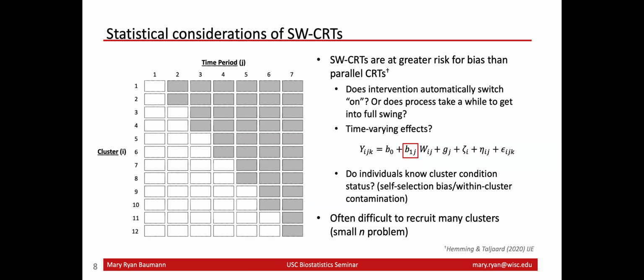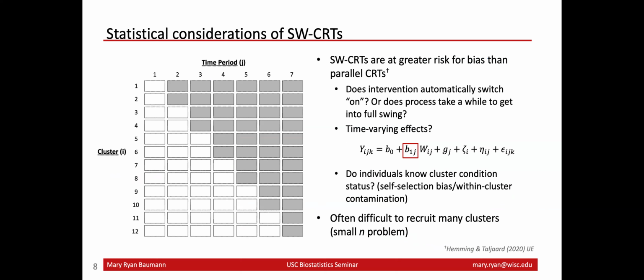In addition, another drawback to step-wedge trials is that they are at greater risk for bias compared to parallel CRTs because we have this longitudinal dimension. So you need to be thinking about questions of, do we have any sort of time varying treatment effects that are going to be going on or likely to be going on?